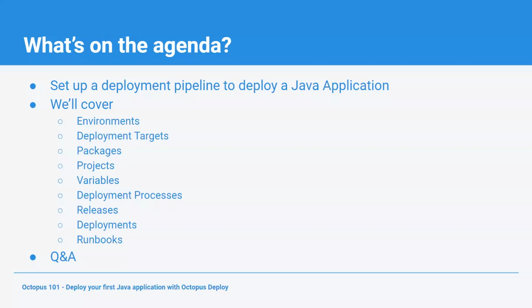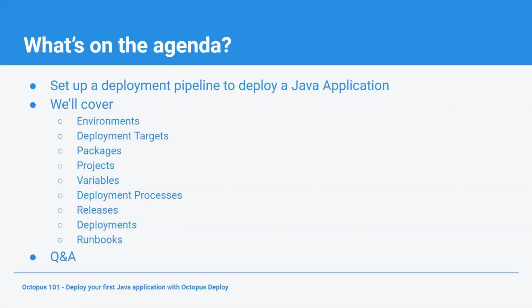The kind of things we're going to cover: setting up infrastructure in Octopus, so environments and deployment targets. We're also going to tell Octopus about our packages, which are what software we're deploying. We're going to set up a project and some variables in Octopus and the deployment process. We're going to tie it all together at the end, create a release, and deploy our application out to the infrastructure. And at the end, I'm going to touch on Runbooks and show how they can help with your application in Octopus. And then, like Mark said, we'll get a Q&A going at the end.